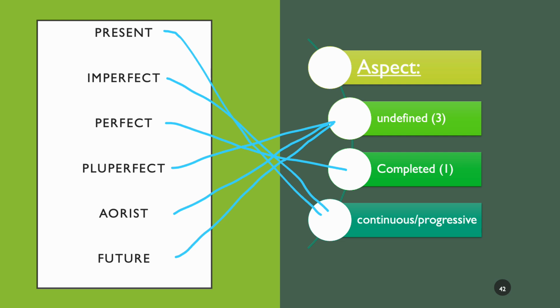completed. Whereas the aorist and the pluperfect and the future are placed in a certain point on the timeline, but no other information is given about the ongoing consequences of that verbal action. So their aspect is undefined. The tense simply puts that word into a place on the timeline.